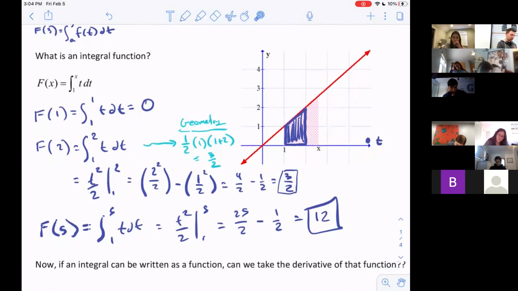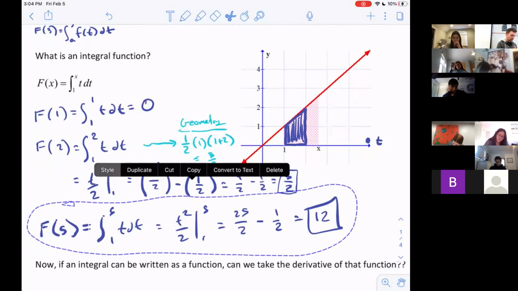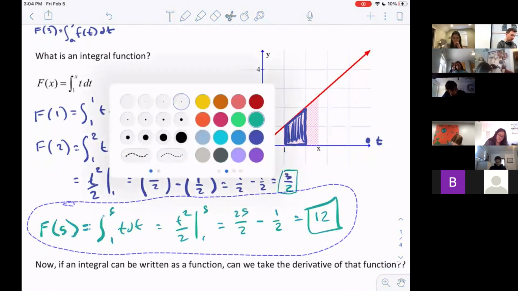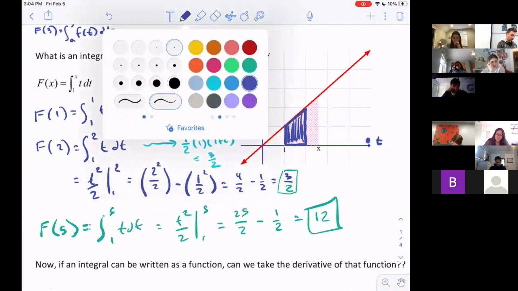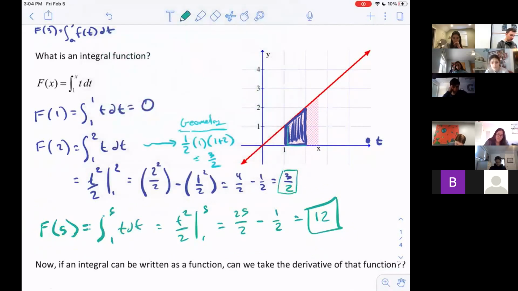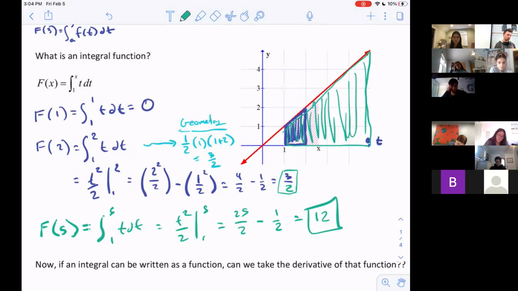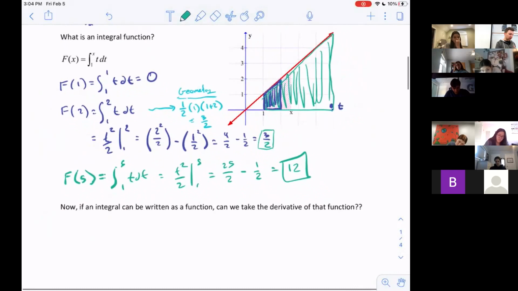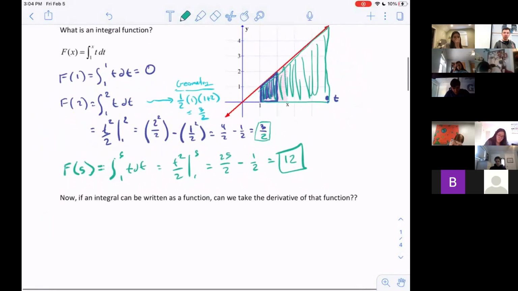And so maybe let's do this. Let's call it F of 5, which would be this area. So capital F of x is now a function that lets us calculate the area from 1 to some x value, whatever it is. And so what happens next is we take the derivative.